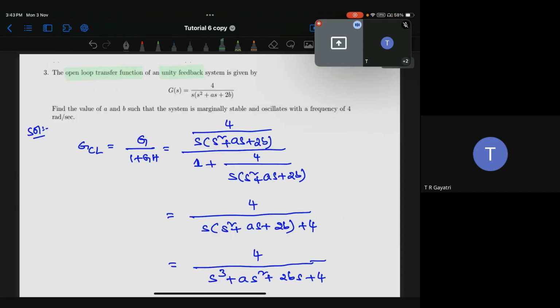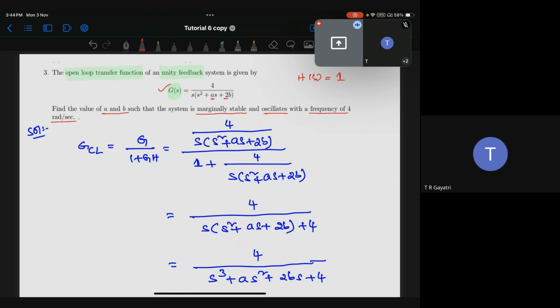Next, the open loop transfer function G of s is given to us. Unity feedback, that means H of s is 1. We need to find the values of a and b, which are in the G of s expression. The system has to be marginally stable and oscillating with a frequency of 4 radians per second. This is the reverse of the previous question.